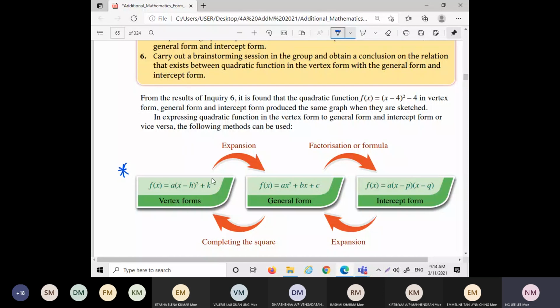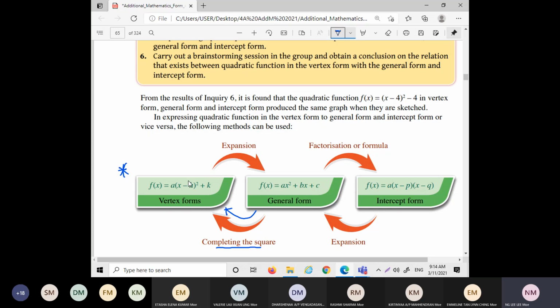When changing between each form, what you have to do actually. In expressing a quadratic function in vertex form to general form and intercept form, or vice versa, the following methods can be used. From vertex form, you notice this is completing the square. If you do completing the square, you will get this. Therefore, from general form to vertex form, you are doing completing the square.